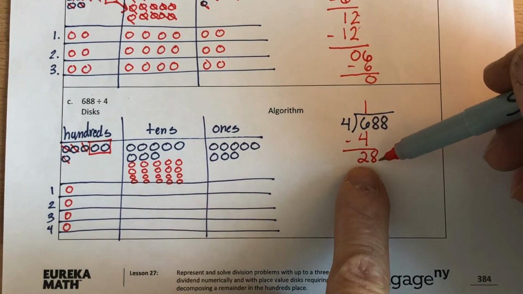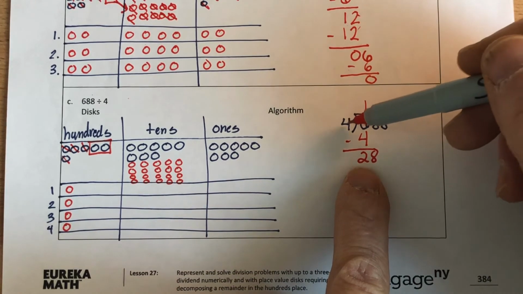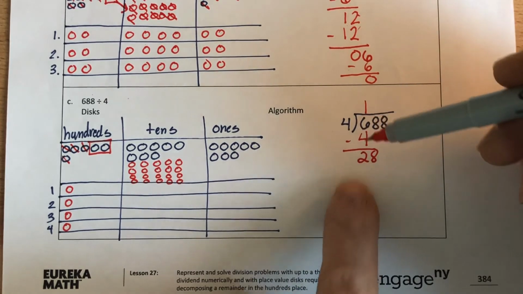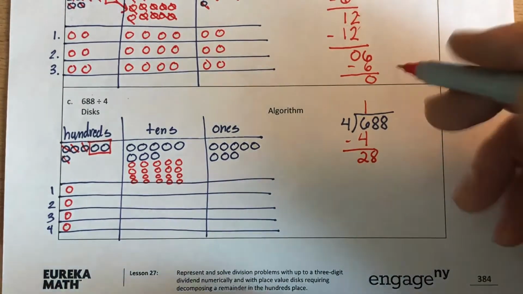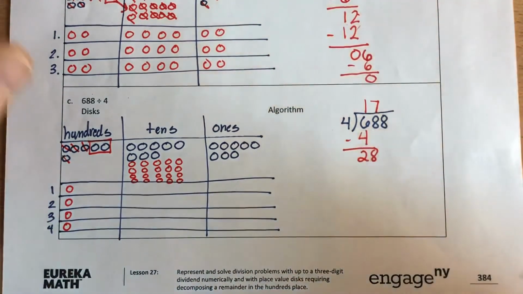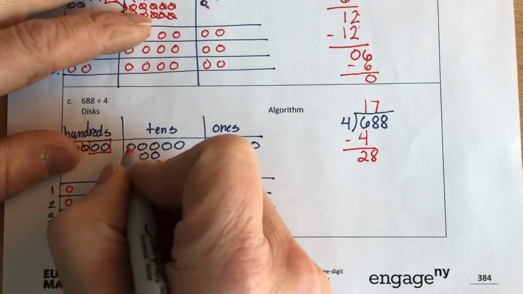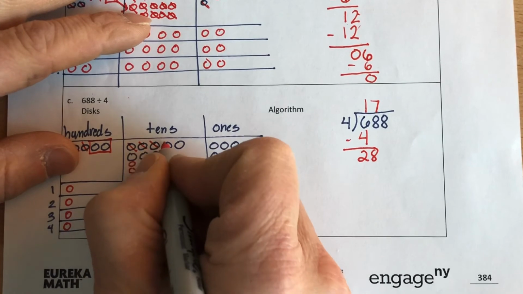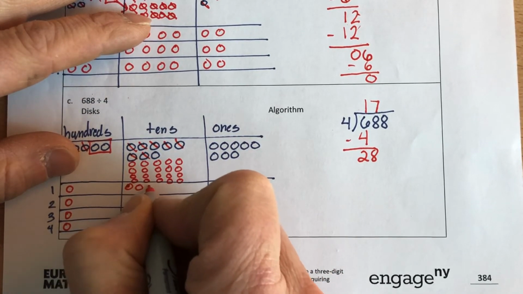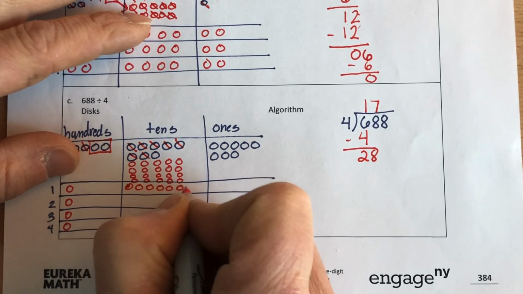Now I've got a new division problem. What is 28 divided by 4? I know my multiplication facts. I know that it's 7. So I need to have 7 circles in each group. I'm going to do that over here. 1, 2, 3, 4, 5, 6, 7. 1, 2, 3, 4, 5, 6, 7.